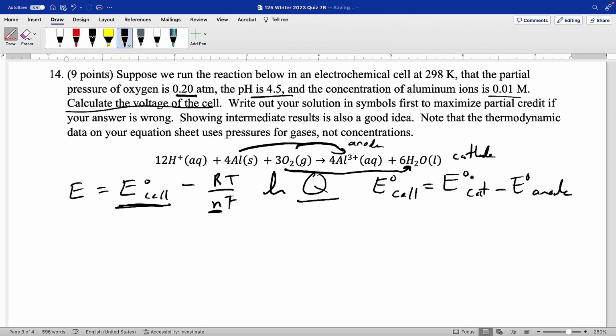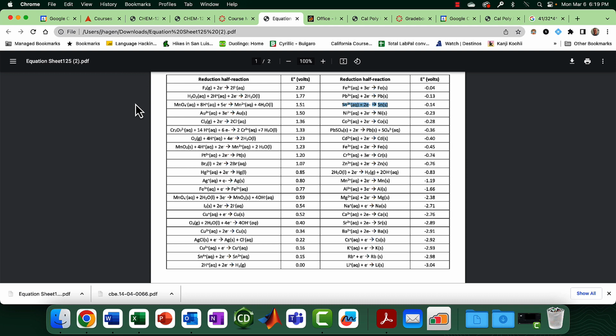So let's do that. We can go to our equation sheet and look for reactions with oxygen. And we can see there's an oxygen reaction here that involves oxygen and hydrogen ion, and the oxygen gets reduced to water. So this is exactly the one we want. We can just copy that, or we can just look for the number. So the cathode is 1.23. And the anode was aluminum being oxidized, and that was -1.66. So we've got 1.23 minus -1.66.